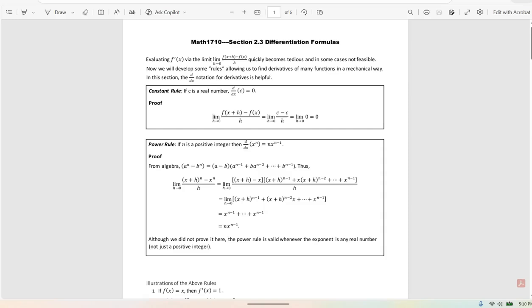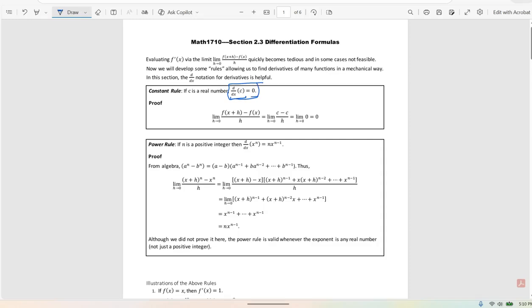The first one is the constant rule. The constant rule says if you are trying to differentiate a constant, it will be 0. You understand that, right? The derivative is the rate of change of a function. If the function is a constant function, it's not changing. So that means the change is 0. So the derivative of any constant will always be 0. First formula: derivative of the constant is 0.